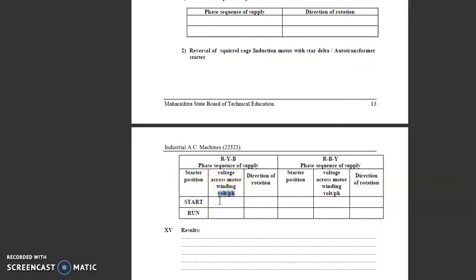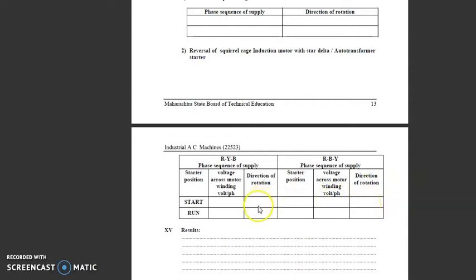That means you should take the reading of voltage per phase, note the per phase voltage of the induction motor, and check the direction of rotation. The start voltage you should measure during the starting condition, and during the running condition you should measure the voltage as well. Similarly, after exchanging the terminals, you should measure the voltage per phase across the stator terminals, and also write the direction of rotation of the three phase squirrel cage induction motor.